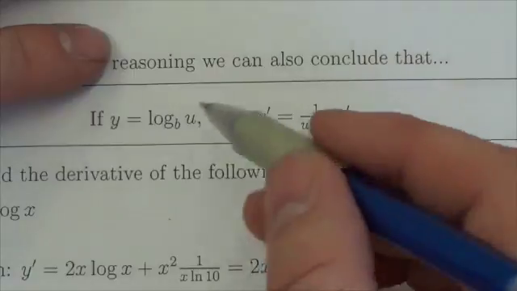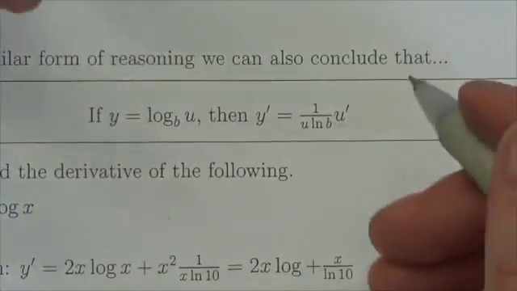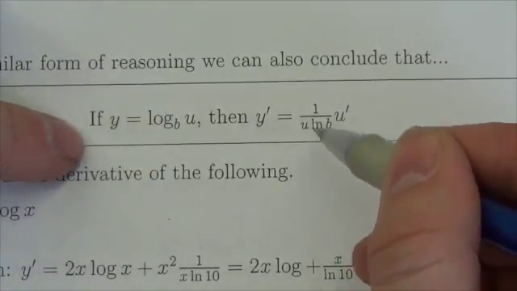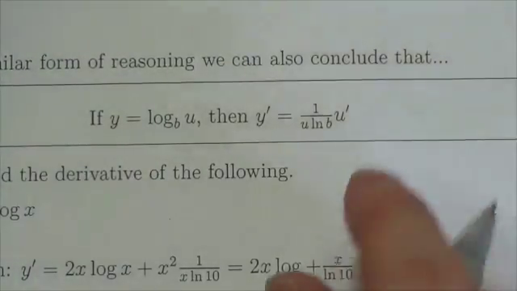It's a very similar rule to what we just saw here. It's combining the two rules here. So it's 1 over u because of the logarithm, and then you put the natural log of b in the denominator, and there you go.